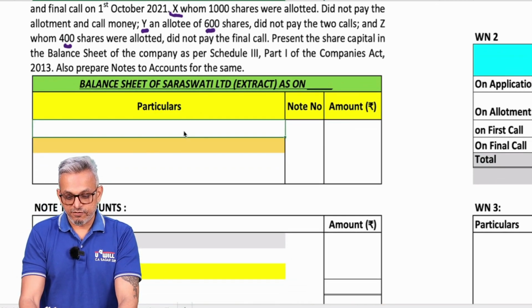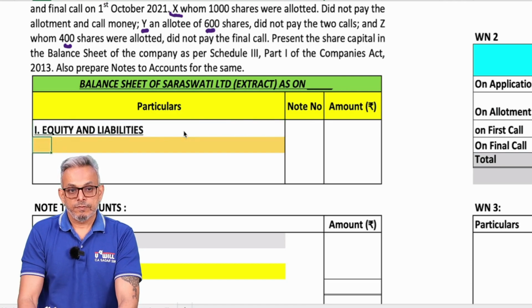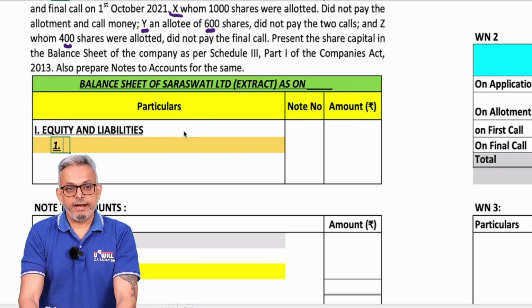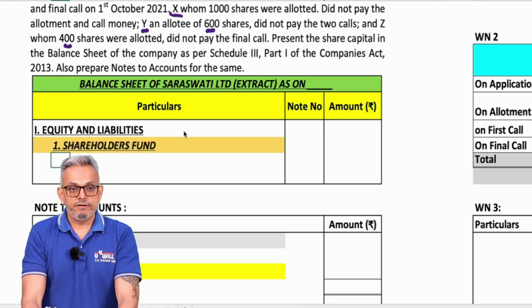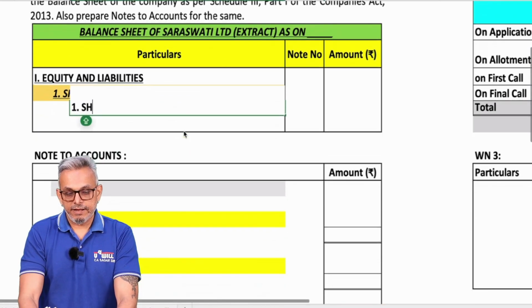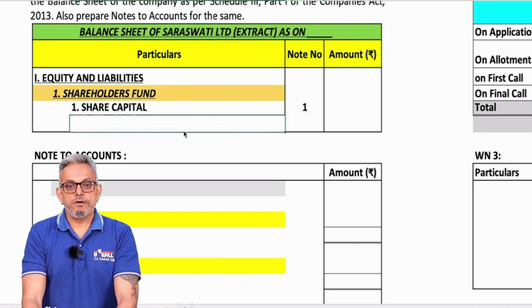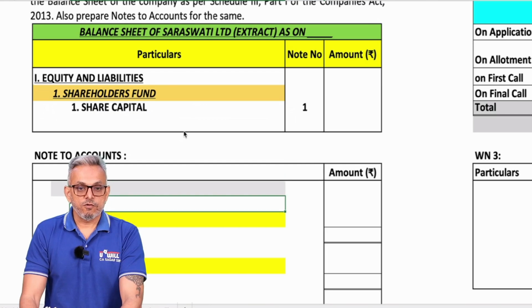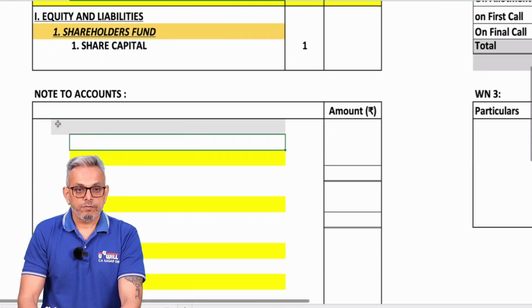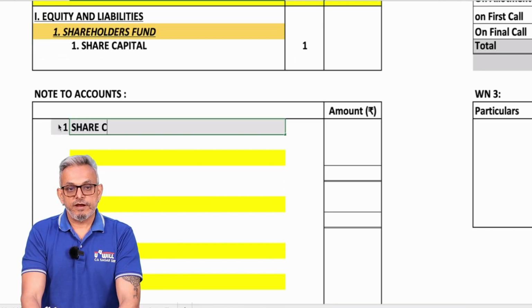Now, we write the balance sheet heading, equity and liabilities. We write the main heading shareholders fund, and the subheading share capital. Working note number one. So in notes to accounts, first note is share capital.